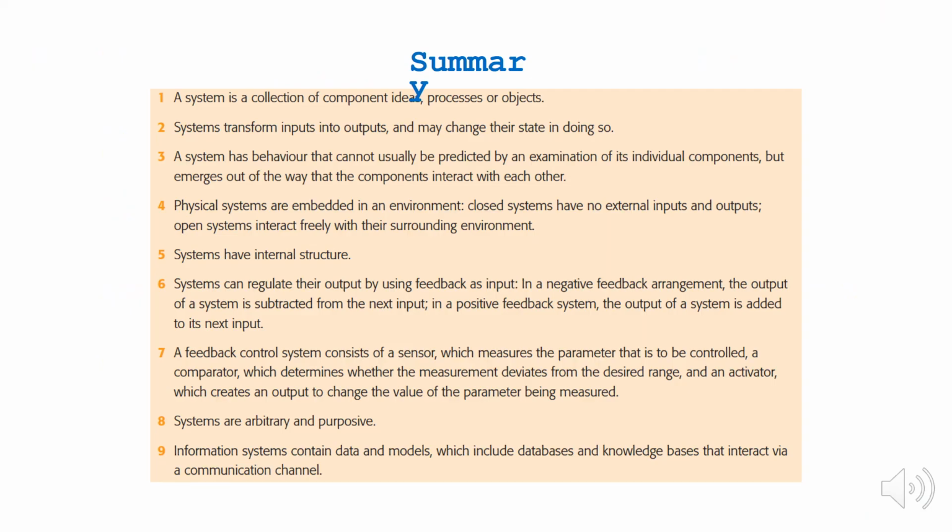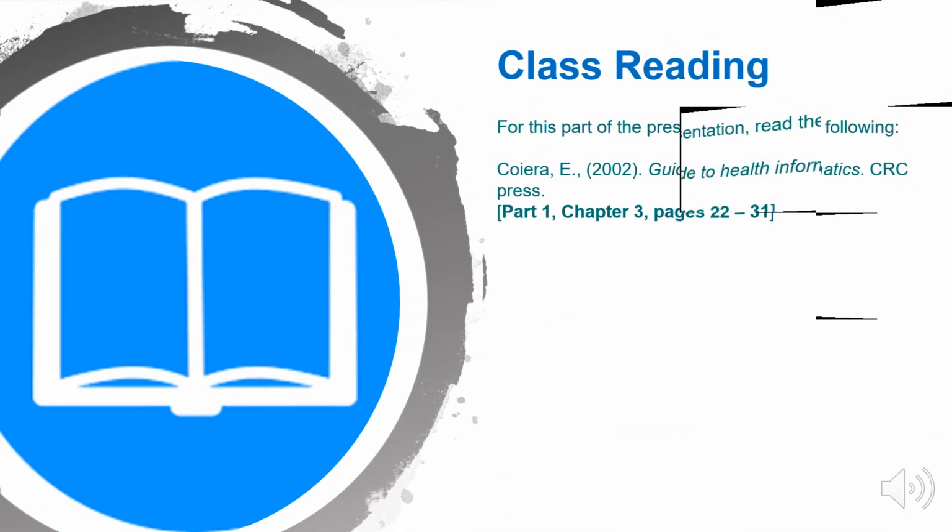So in the reading, there is a very clear summary which just highlights the important parts of this chapter. And you can read further on this chapter by looking at part 1, chapter 3, pages 22 to 31 of our Coursera reading, The Guide to Health Informatics.